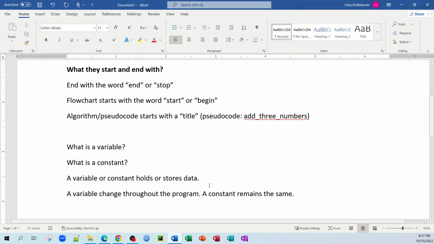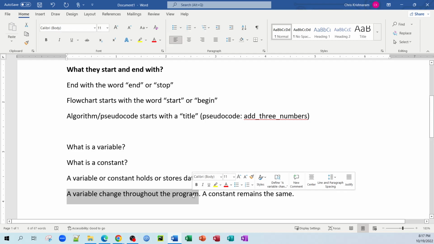A variable, that's supposed to be changes throughout the program. Anybody agree with me, or is it just me reading this incorrectly? Isn't changes supposed to be an S? Changes? A variable changes throughout the program? Yes, sir.